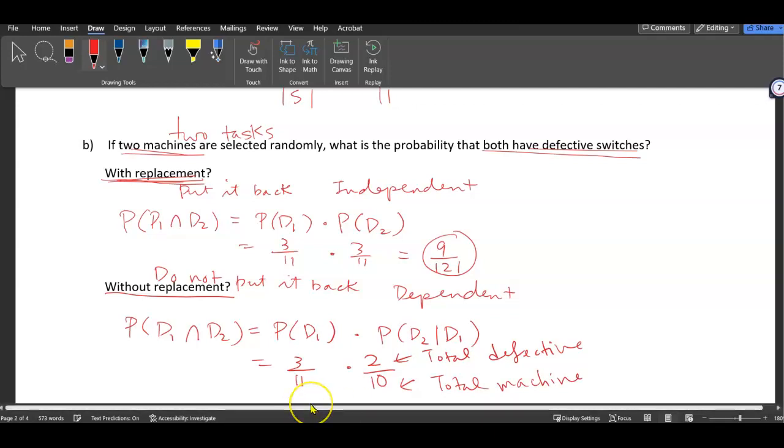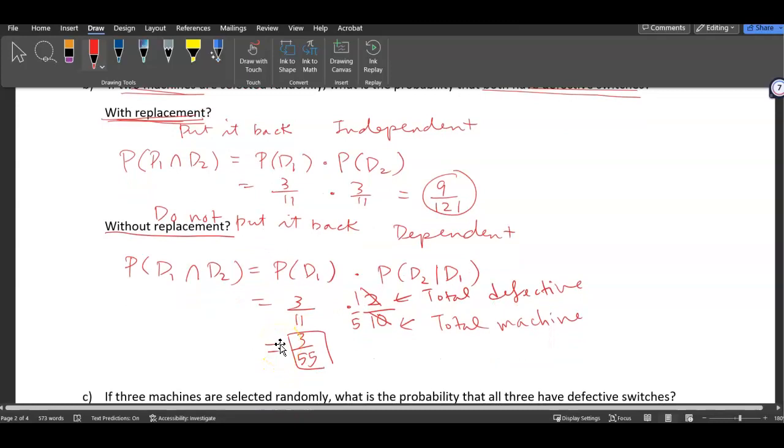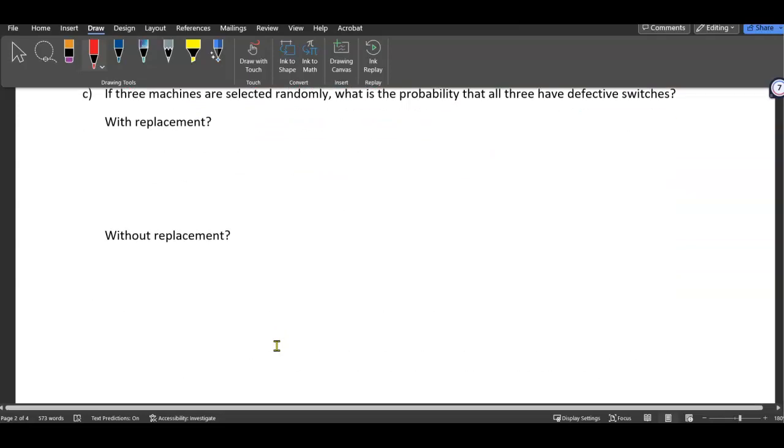Does that make sense? And so if you were to multiply top with top, bottom with bottom, you can reduce first, or you can reduce after. I think if you divide by 2 top and bottom, this is 1/5. And so that would be 3 out of 55 for your final answer. Okay, does that make sense? So this is in your homework question, and if you understand this, you should pause the video now and try to do part C by yourself and come back to compare answers. If you don't understand, then you can continue to play the video.